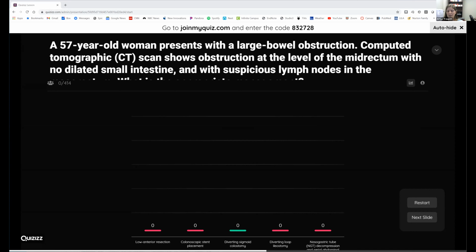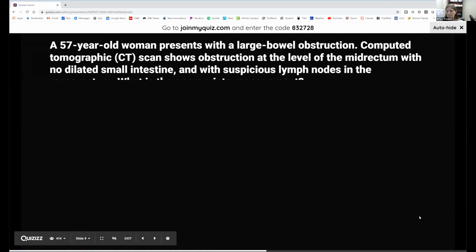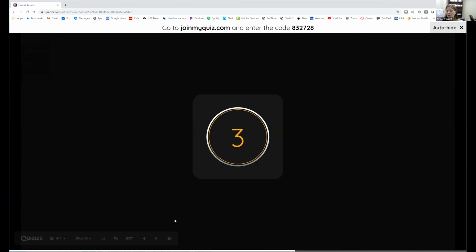Diverting loop ileostomy in this case is not correct because the stem specifically told you that the small intestine was not dilated, which then implies that the patient has a competent IC valve. And so you wouldn't actually relieve their colonic obstruction, which would be basically a closed loop obstruction. And NG tube decompression and serial abdominal radiographs, again, the patient's obstruction is very distal, and so you need to relieve it more distally.